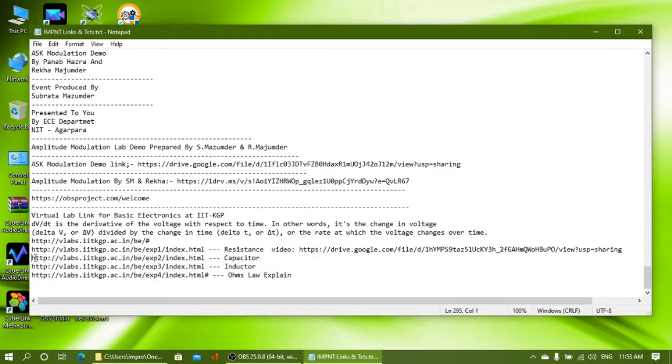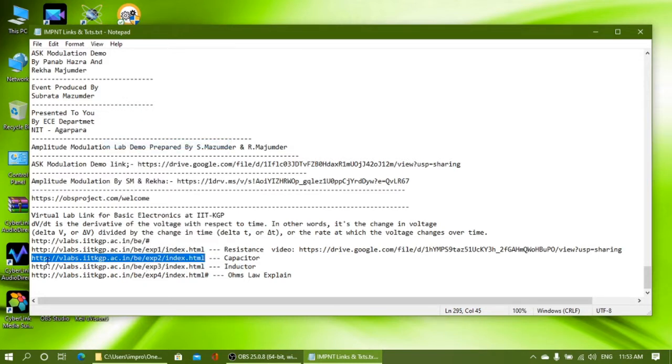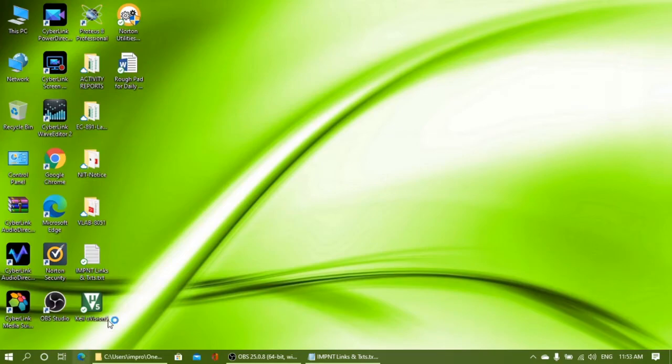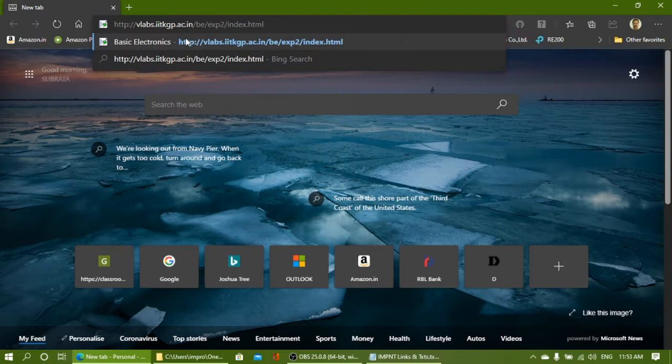Today I am going to show you how to familiarize yourself with capacitors using the IIT KGP website. Firstly, you need to copy this link from IIT KGP into any browser on your computer. The link is vlabs.iitkgp.ac.in/be/exp2/index.html, and then press enter.